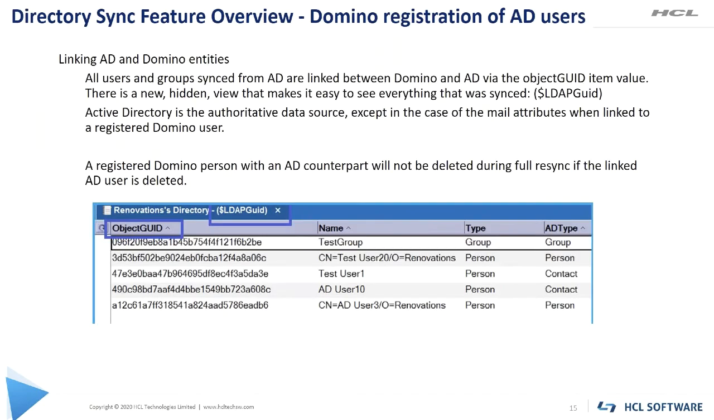Moving to next slide. In this slide, we will discuss registration of users synced from Active Directory. As you know, synced users don't have a mail file or notes ID associated with them. When you use directory sync, you can register Active Directory users in Domino to create mail file and notes ID. All users and groups that sync from Active Directory are linked between Domino and AD via object GUID.